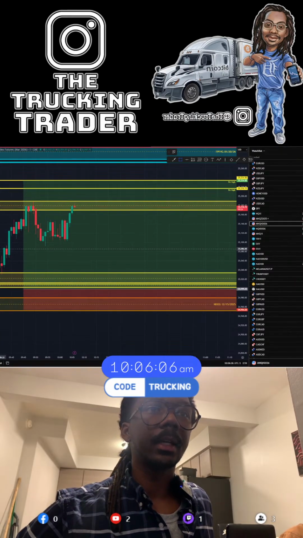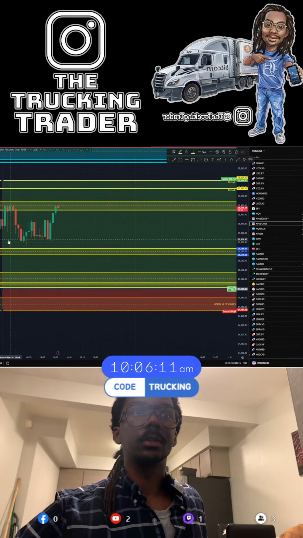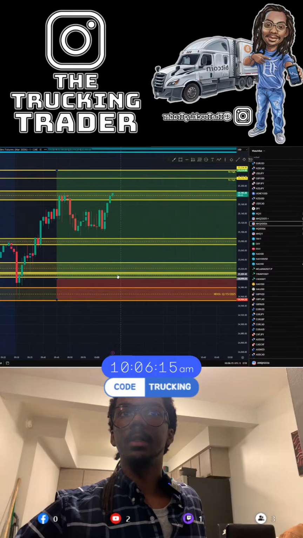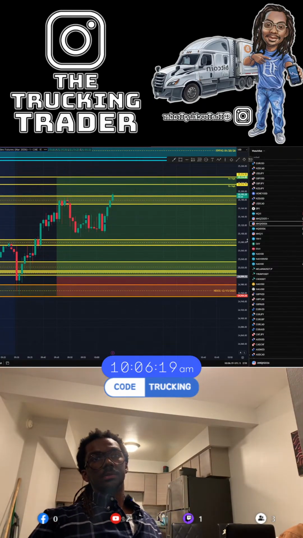On a 1-minute time frame, we have this little order block. We should at least hit this order block first. But I already told you guys I'm looking for price to come down here. Don't really know if they're going to give it to us.